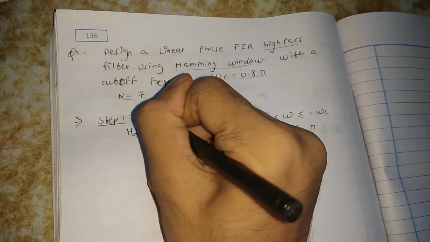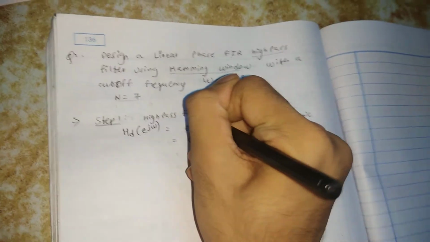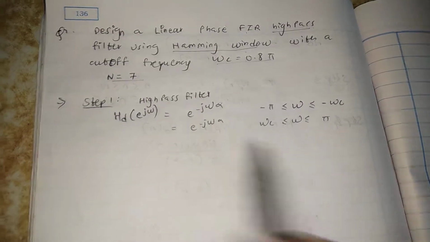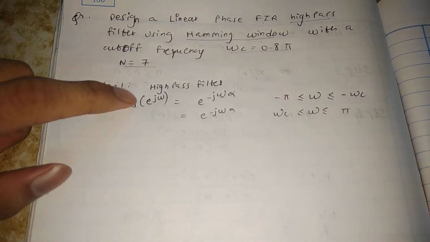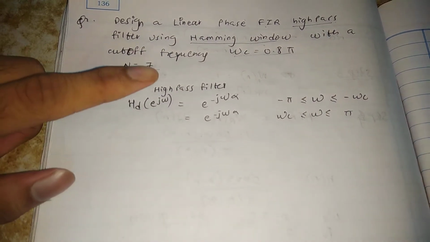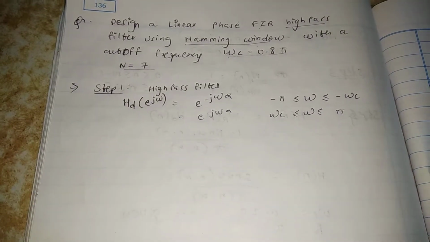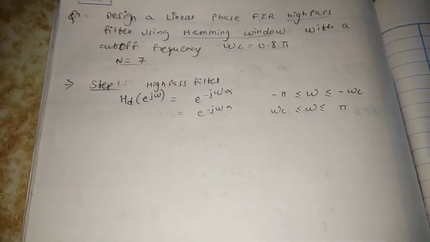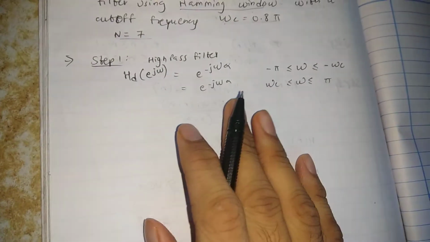Step number 1, see this high pass filter, I am writing it. Write the high pass filter equation. I have made a dedicated video about how to learn and memorize the equation for the high pass filter. Do check that video in the description box below. So the first step is completed.